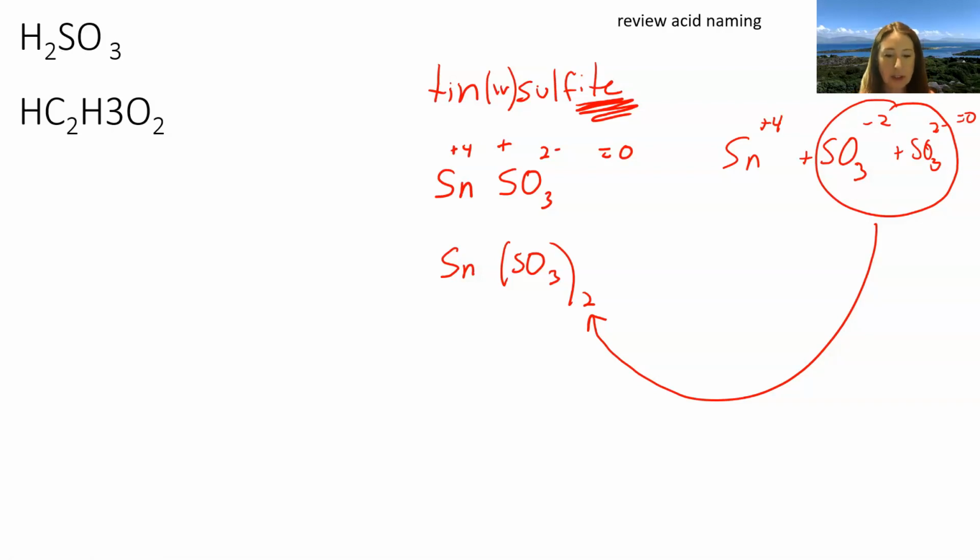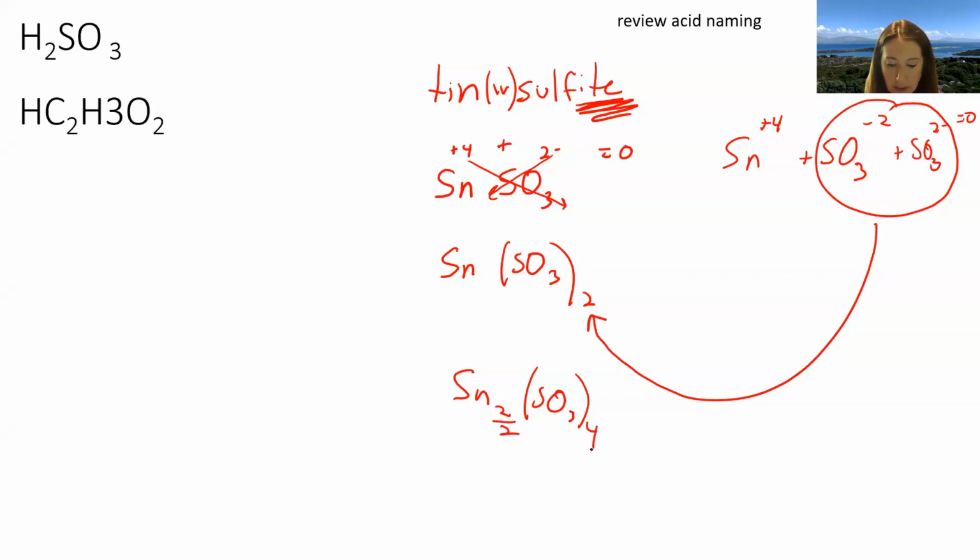Okay, if you're doing the crisscross, it needs to be in the simplest form, by the way. So my guess is if you got Sn2(SO3)4 as your answer, because you did the crisscross, these always need to be the simplest ratio. So what do I mean by the simplest ratio?